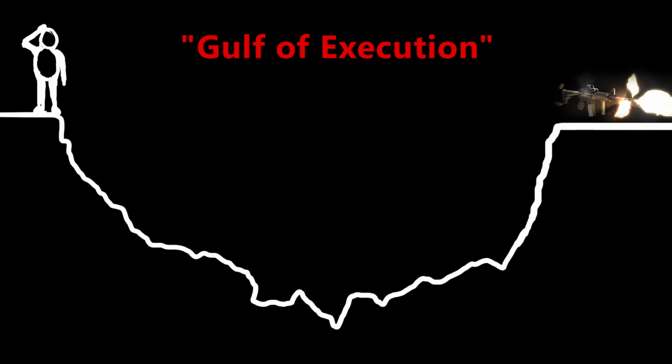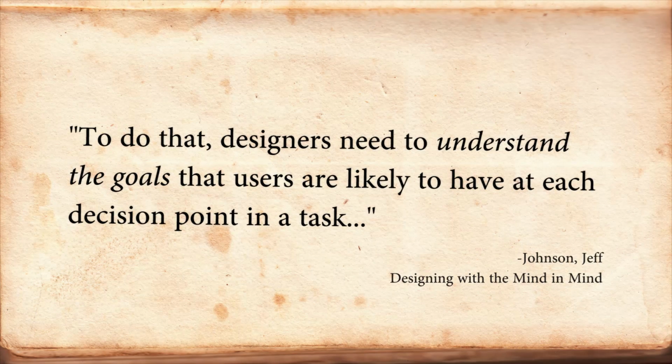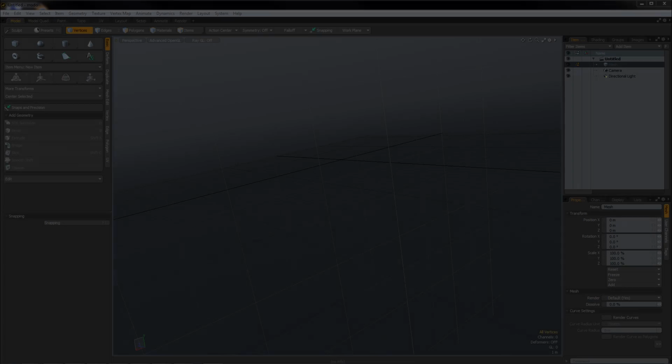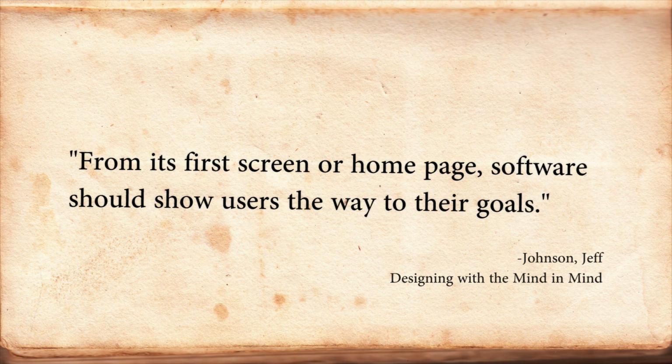Now you may be thinking, in terms of a large multi-purpose software like Blender, how is it even possible to create an interface that suits everyone? To do that, designers need to understand the goals that users are likely to have at each decision point in a task, and ensure that each choice point in the software provides options for every important user goal, and clearly indicates which option leads to which goal. The most important screen is the home screen, or what users see when they first open the software. From its first screen or home page, software should show users the way to their goals.